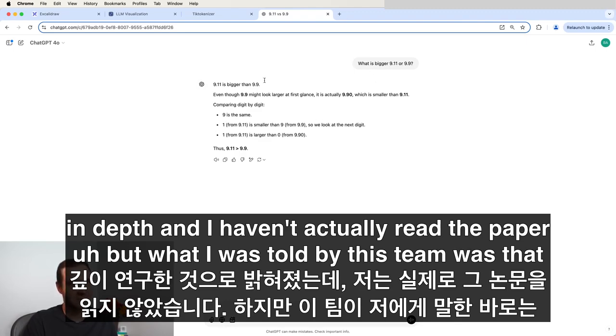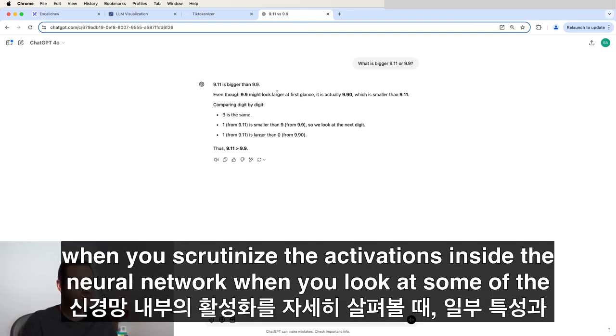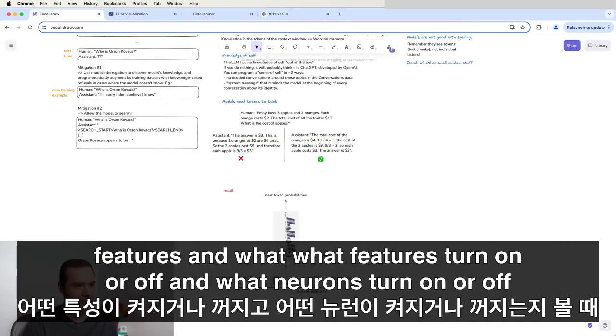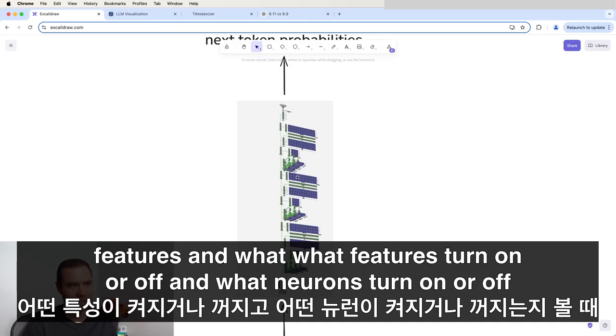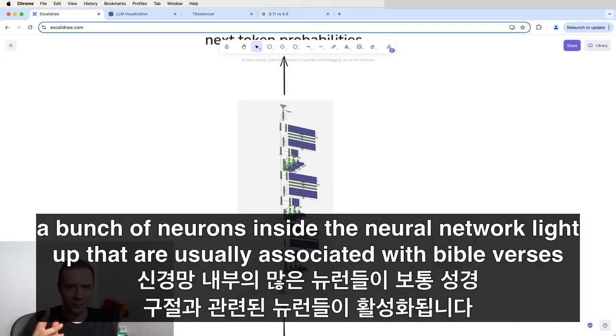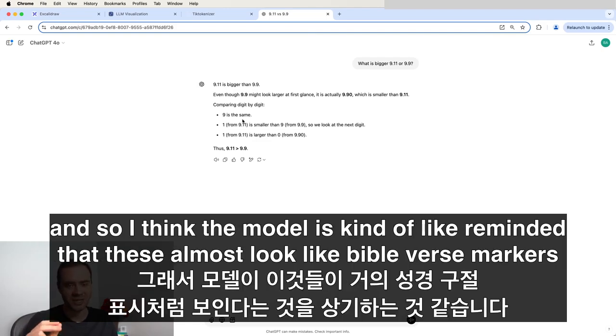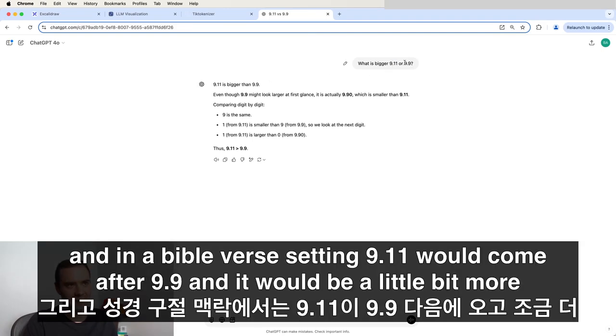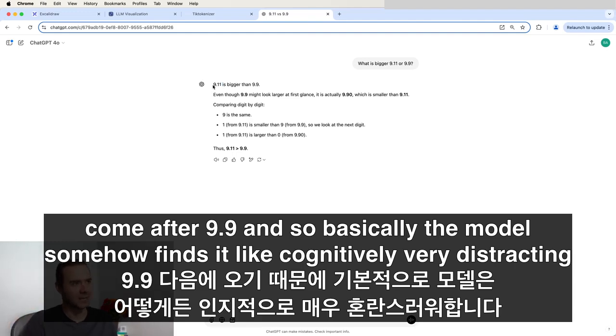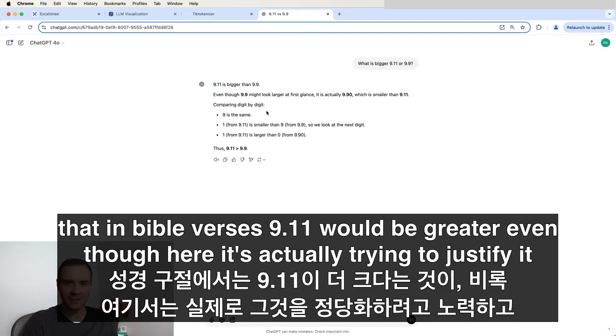It turns out that a bunch of people studied this in depth, and I haven't actually read the paper, but what I was told by this team was that when you scrutinize the activations inside the neural network, when you look at what features and what neurons turn on or off, a bunch of neurons inside the neural network light up that are usually associated with Bible verses. And so I think the model is kind of reminded that these almost look like Bible verse markers. And in a Bible verse setting, 9.11 would come after 9.9. And so basically the model somehow finds it cognitively very distracting that in Bible verses 9.11 would be greater.